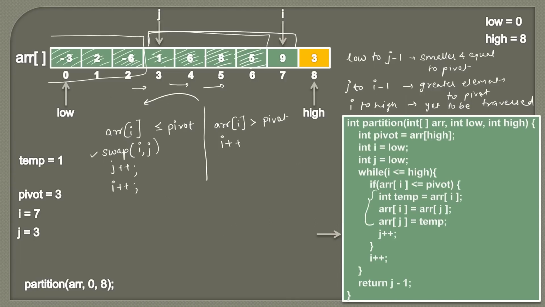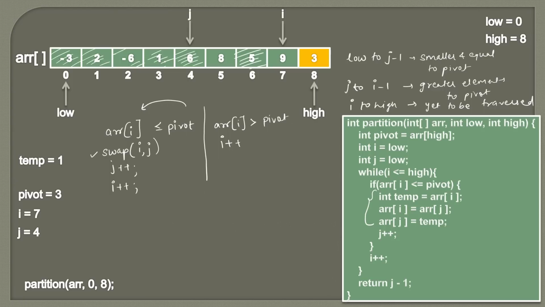So now after using this spot, we will increment j, which becomes 4, and we will increment i because this element is traversed and it got shifted here. So we simply traverse i ahead. i becomes 8.